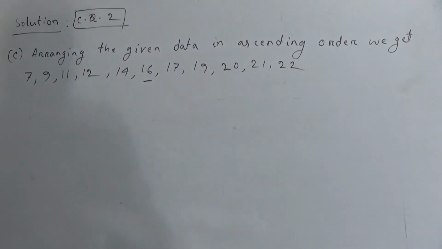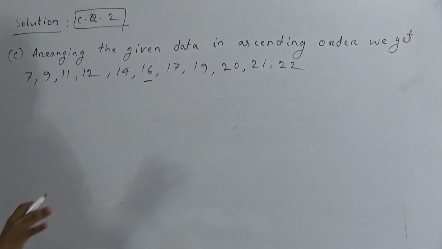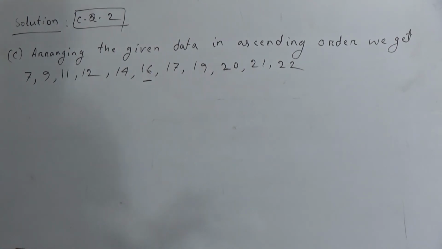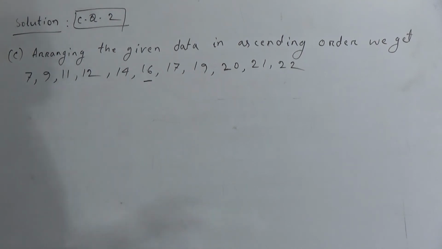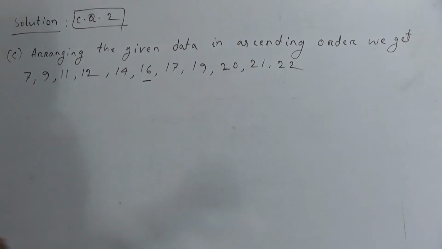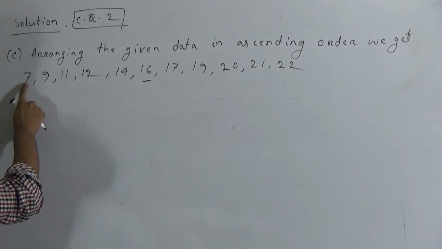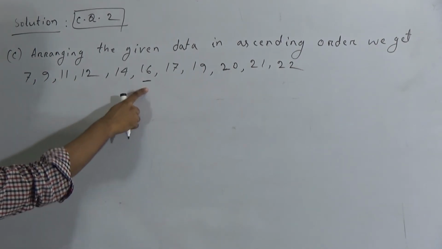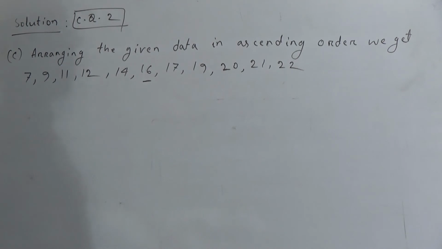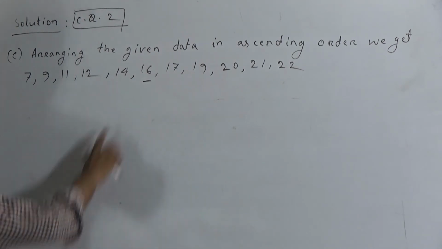Now we will write here the number of data is 11, which is an odd number. So using the formula we have to find out the median, and it will be 11 plus 1 divided by 2th term, that means 12 by 2th term, that means 6th term. And if we count 1, 2, 3, 4, 5, 6, the 6th term is 16. So the answer will be 16.